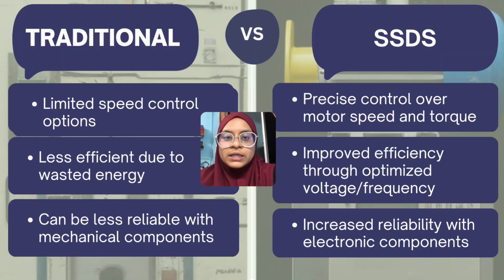And now we will see the difference between traditional and the current SSDs. For the traditional, there are limited speed control options. They are less efficient due to wasted energy, and they can also be less reliable with mechanical components. But for SSDs, the current one, they have more precise control over motor speed and torque, improved efficiency through optimized voltage and frequency, and also increased reliability with electronic components.